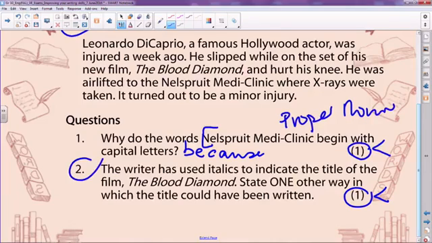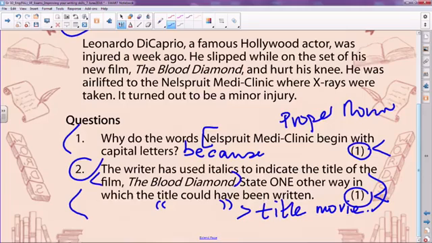2. The writer has used italics to indicate the title of the film, The Blood Diamond. State one other way in which the title could have been written. Here, you don't have to say the writer used italics. You want to have a nice, concise answer. Here, you could just answer, the writer could have used inverted commas to indicate that this is the title of a film. So full answers, full sentences, but short and concise.